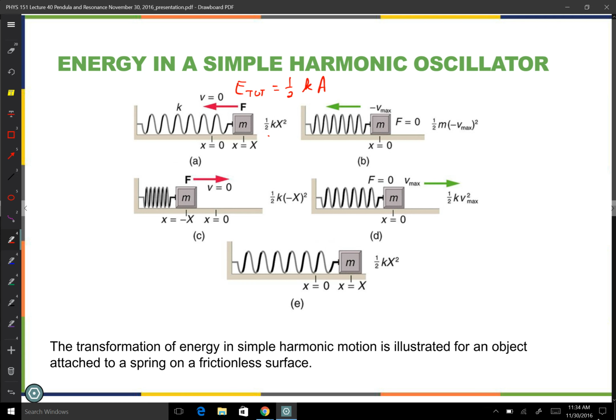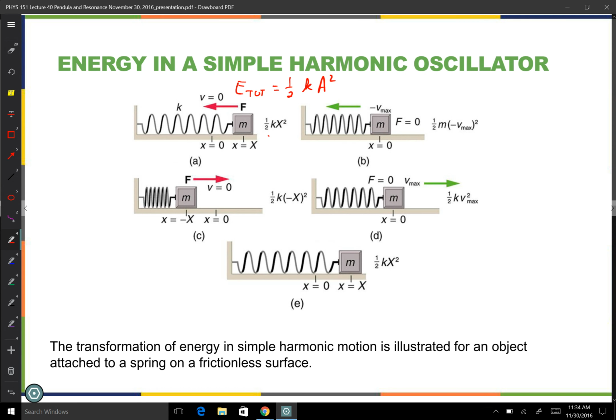And I'm going to put A for the amplitude, the maximum x can get. I know the picture used a capital X for the amplitude, but I prefer A. That's what amplitude starts with. So my total energy in the first picture was 1/2 k times amplitude squared.